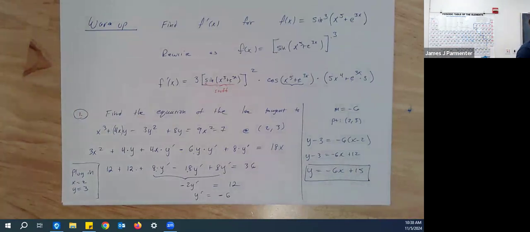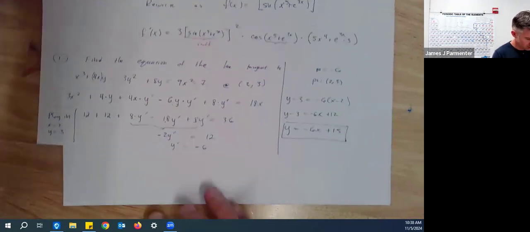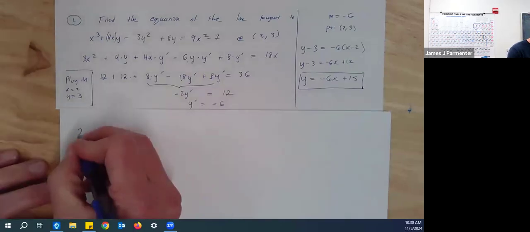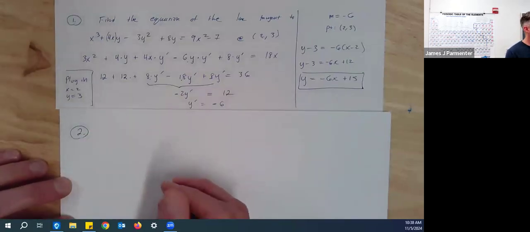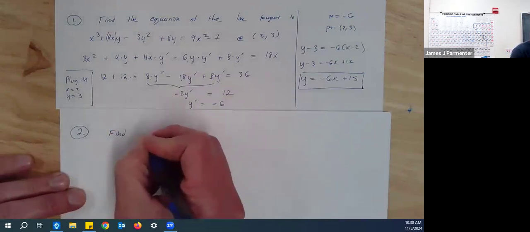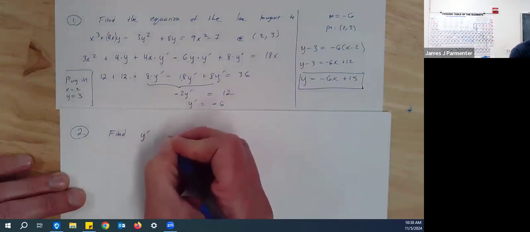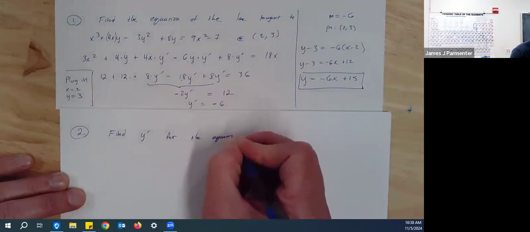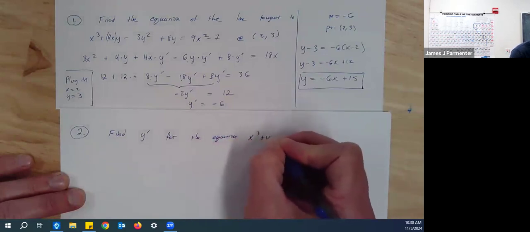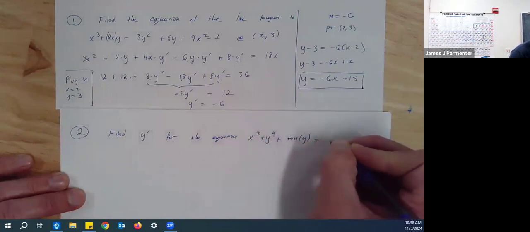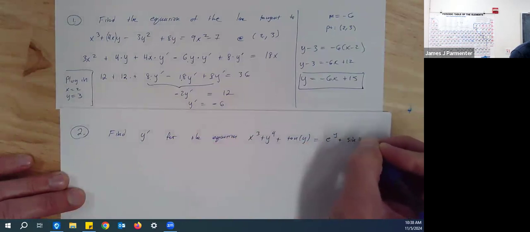Let's do another example that's a little bit different flavor-wise. Let's read how this question reads differently. This one is going to say find y prime for the equation x cubed plus y to the fourth plus tangent of y equal to e to the y plus sine of x.